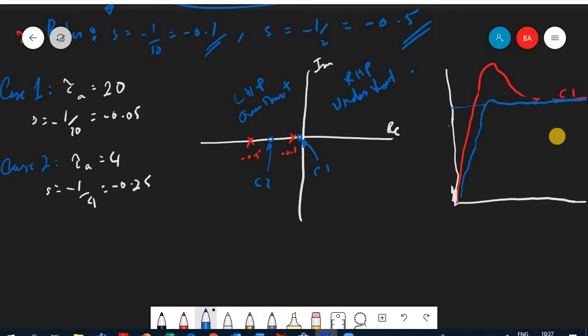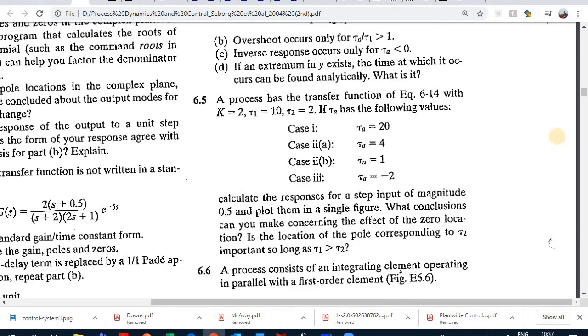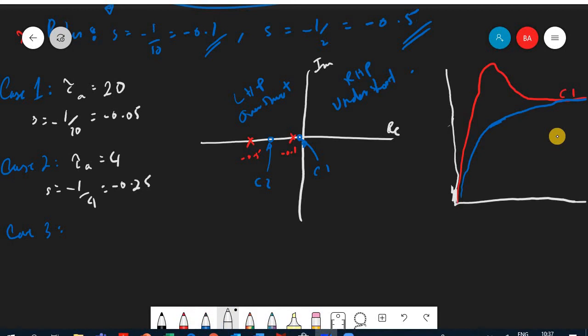Let me see the third response, and I will return to what we had here. So we had our response that looks like that. The C3 is case 3, where tau A is equal to 1. So in case 3, tau A is equal to 1, which means S is equal to minus 1 over 1, which is minus 1.